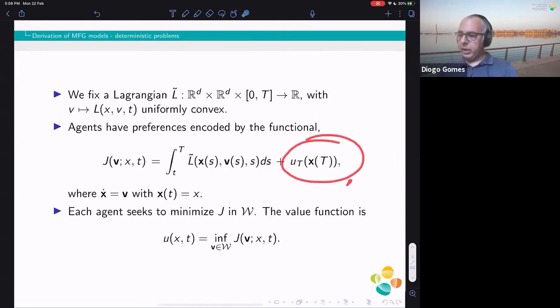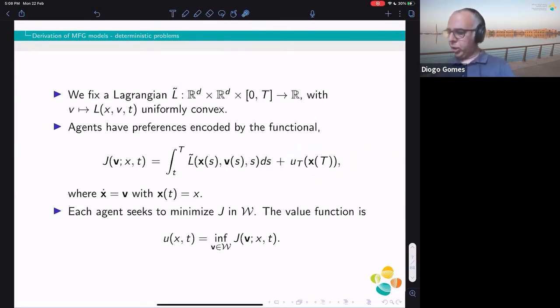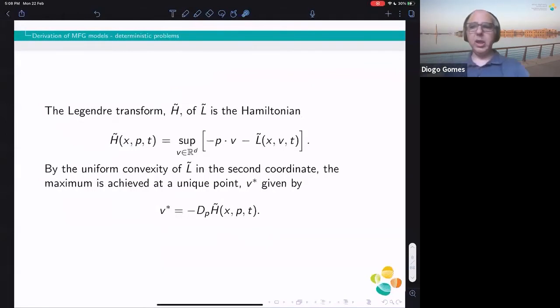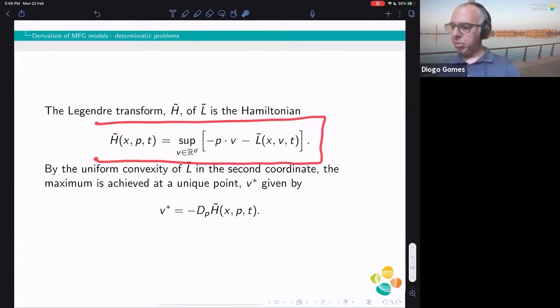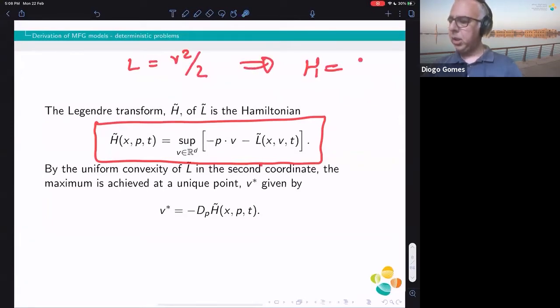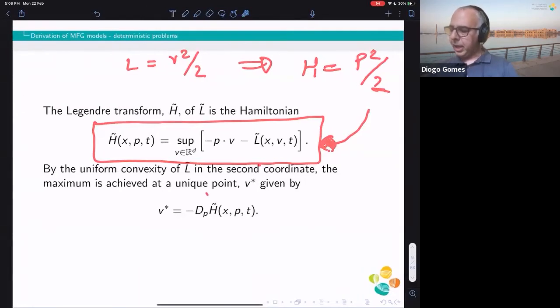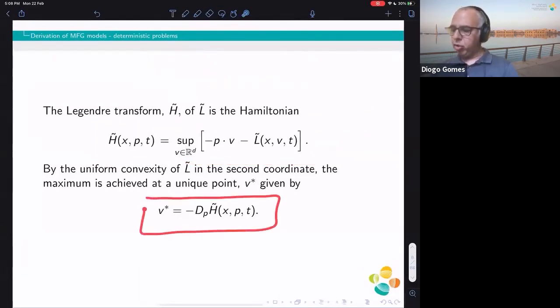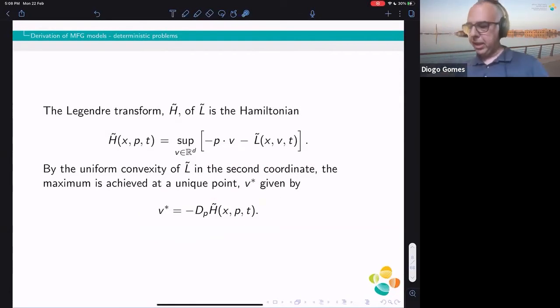Now, the agents want to minimize, and what's well known in the theory of optimal control is the following. You build the Legendre transform of the Lagrangian to get the Hamiltonian. So for example, if my Lagrangian were v squared over 2, then the Hamiltonian would be p squared over 2, as it is well known. So you build the Legendre transform. And in this Legendre transform, the maximum or the supremum is achieved at a unique point.